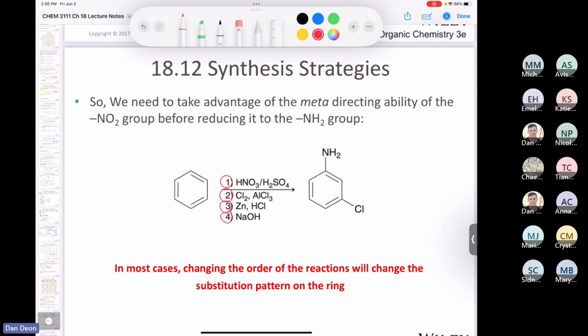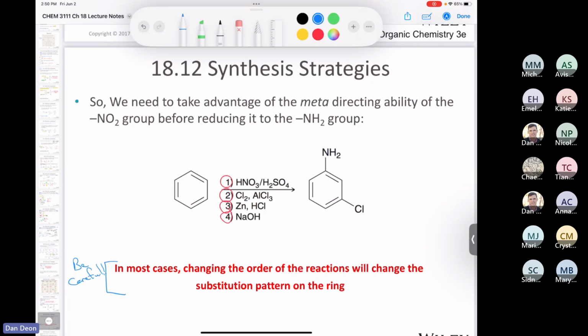So check this out. It says in most cases, changing the order of the reactions is going to change the substitution pattern. So I would say here, be careful. Be very careful when you're choosing your reagents. Now, when I say be careful, that does not mean be afraid to make a mistake when you're practicing. Do not be afraid to make a mistake. You've got to make room for mistakes in organic chemistry. You have to make them in order to master all the content.